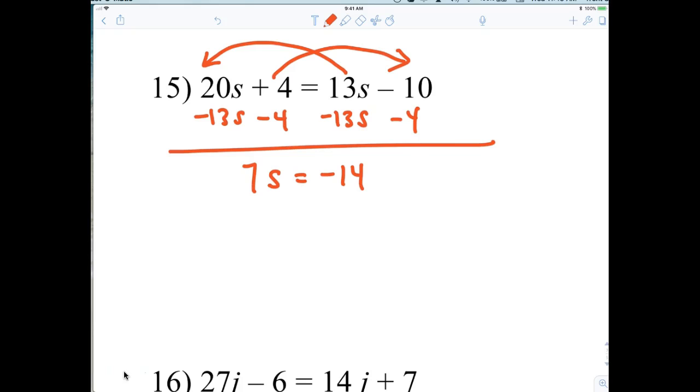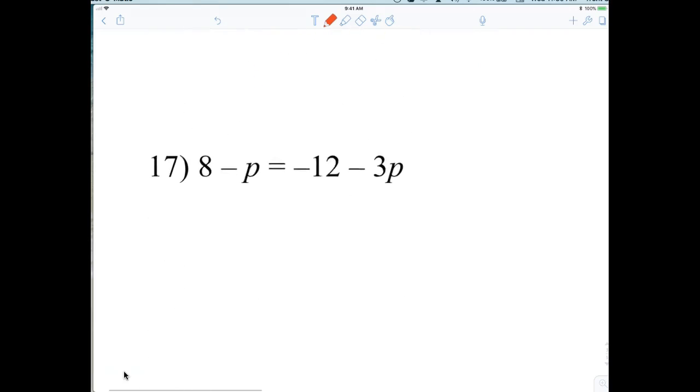Hold up a minute. I want everybody to hear. Julia. Because 20 minus 13 is positive 7. Agreed? Yes or no? Connor, you good? Yes, sir. You think you got it? All right. And now I divide both sides by what? So S is equal to negative 2. All right. Concentrate. You good, Alice? All right. Let's take a look now at 17.